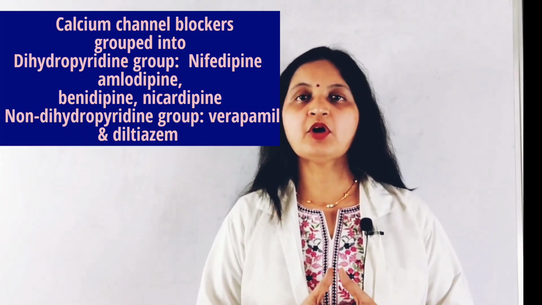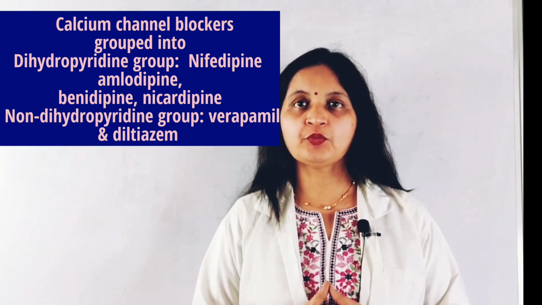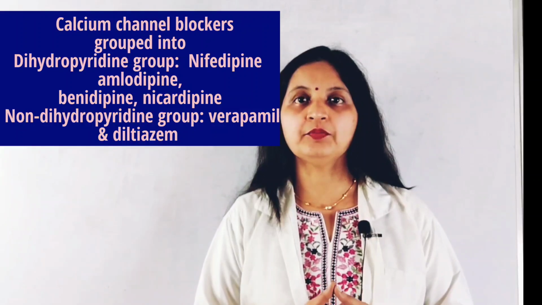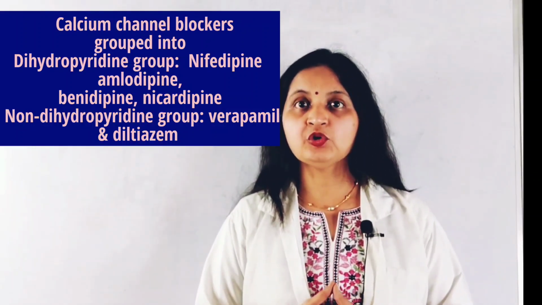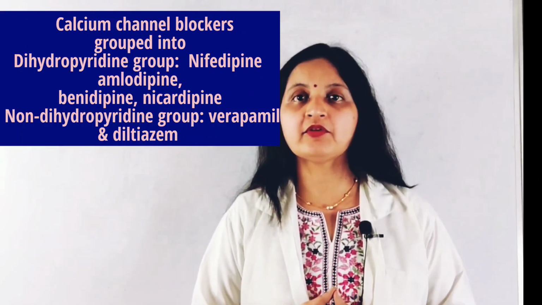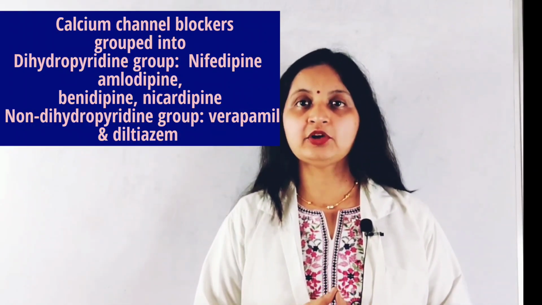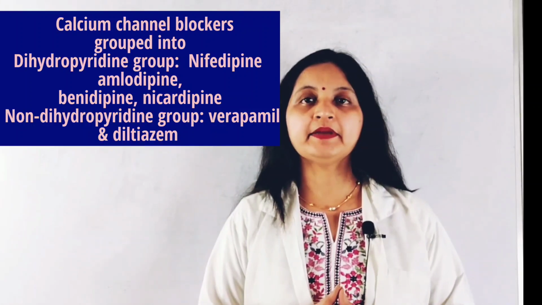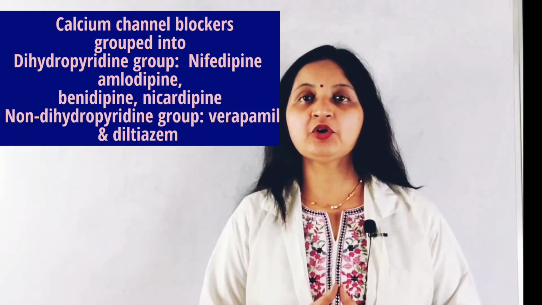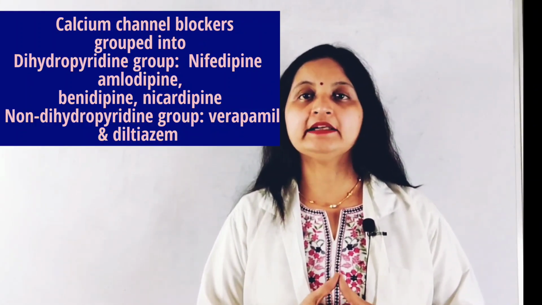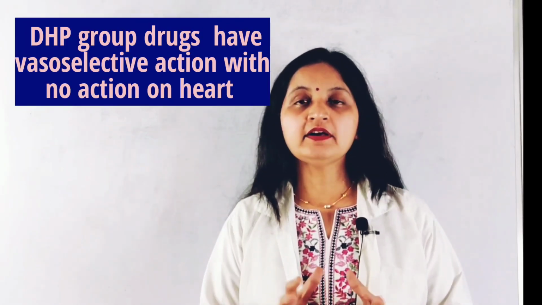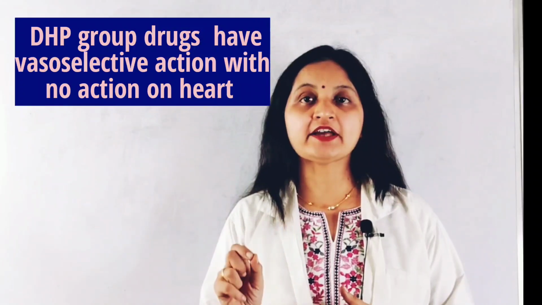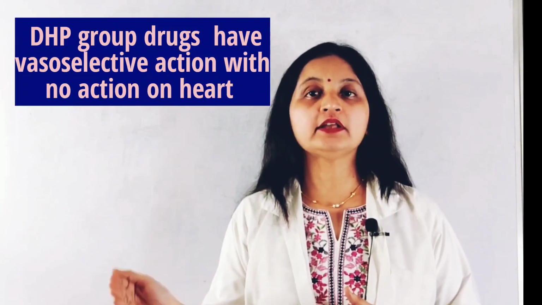The calcium channel blockers are categorized into two groups, the dihydropyridine group and the non-dihydropyridine group. The dihydropyridine group includes nifedipine as a prototypic drug, and the other drugs that are included in this category are amlodipine, benidipine, nicardipine. The non-dihydropyridine group includes verapamil and diltiazem. The drugs that are included in the dihydropyridine group have vasoselective action with no action on the heart.